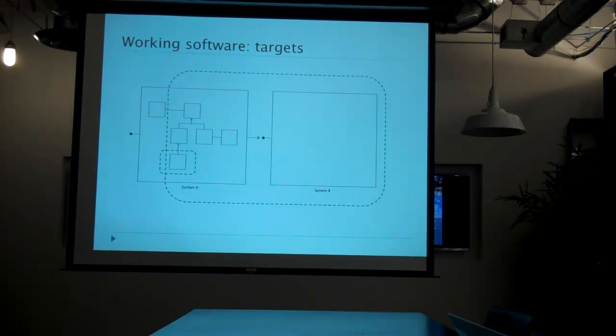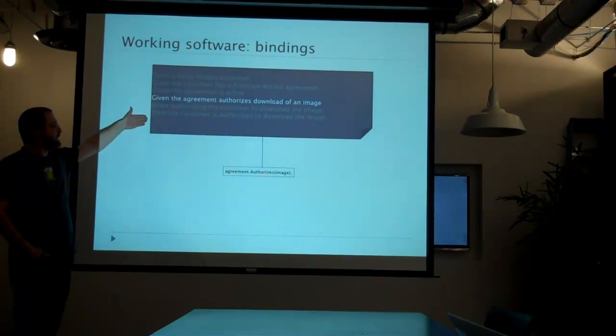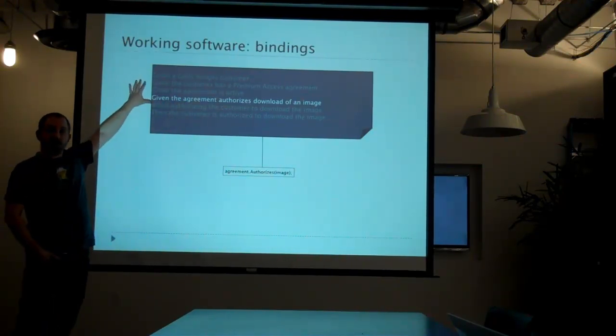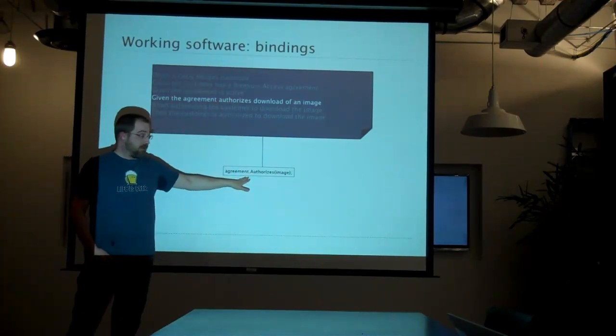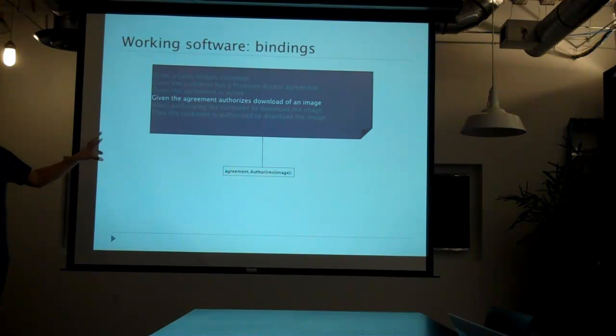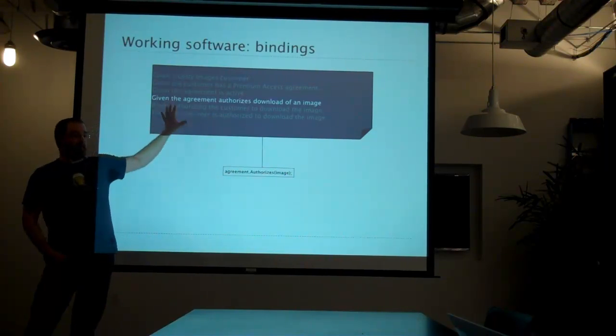So once we've defined a target, we can now bind the code to the target to actually manipulate the system. This is the scenario we looked at before, and I just want to call out one particular statement here: given the agreement, it authorizes download of an image. At runtime, when I execute this scenario, there needs to be some actual code that executes through this. In this case, it's going to be this code right here, which you saw in that earlier unit test. We have an agreement object, we call the authorizes method on it, and pass it an image. So I've decoupled the scenario from an actual piece of code that gives meaning to the scenario by manipulating the system.